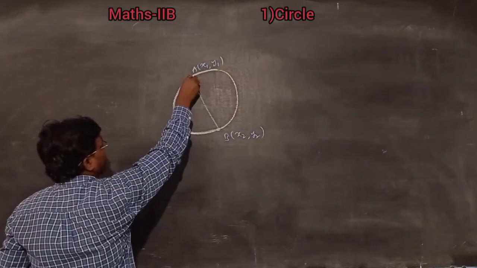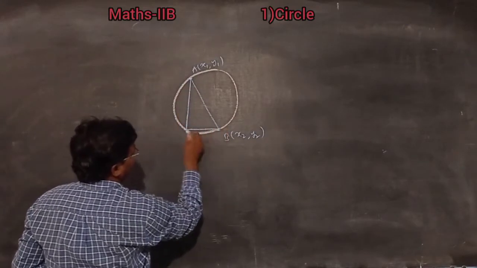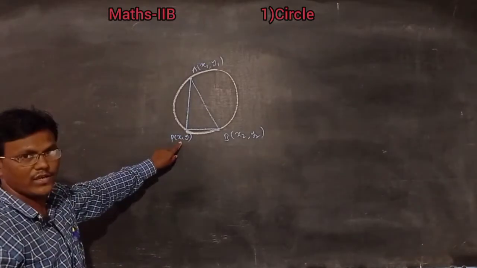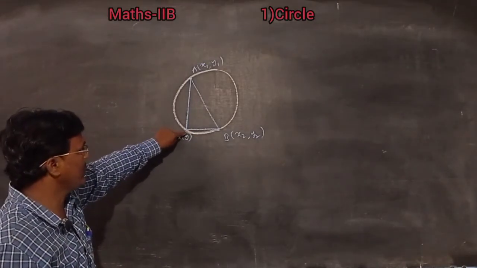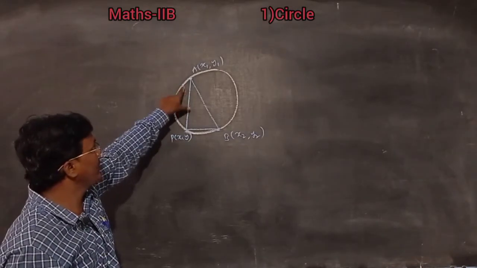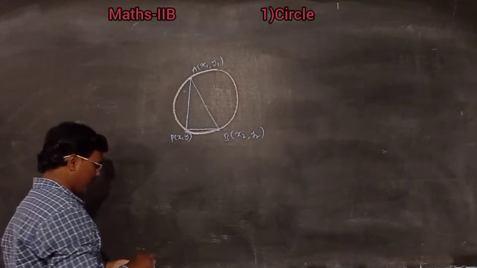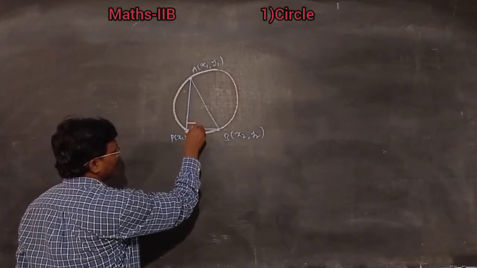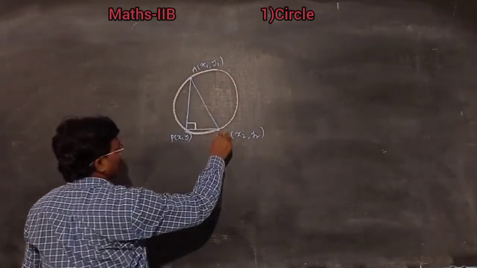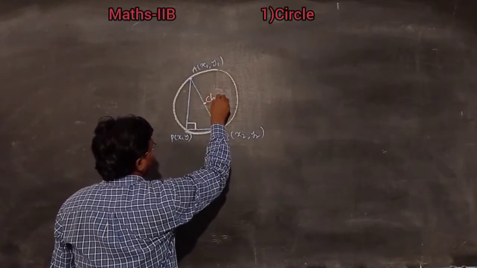by some steps. So what I am doing here is taking P of x comma y, a point on the circle. AP is one line and BP is another line. Are these two lines perpendicular to each other? Yes, these two lines are perpendicular to each other. The midpoint of the diameter is the center of the circle C of h comma k.